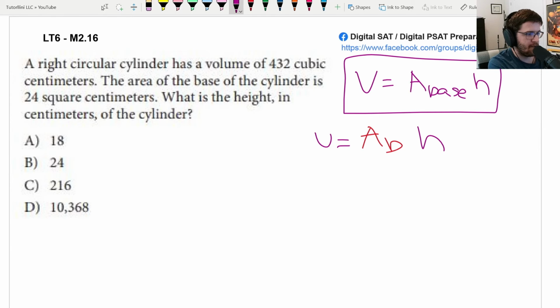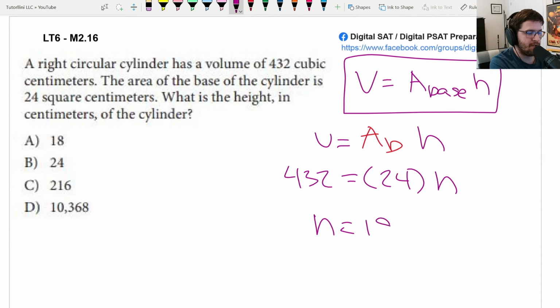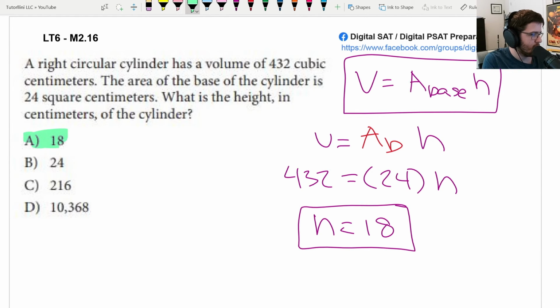Okay, they tell us that the volume is 432, the area of the base is 24, and we want to find the height. Well, we're going to just divide both sides by 24. And we get a height of 18. There's nothing funny going on with the units. They all have the same type of unit. It's all in terms of centimeters. So the height is 18. That is answer choice A. Let's see. That is correct. Great, let's move on.